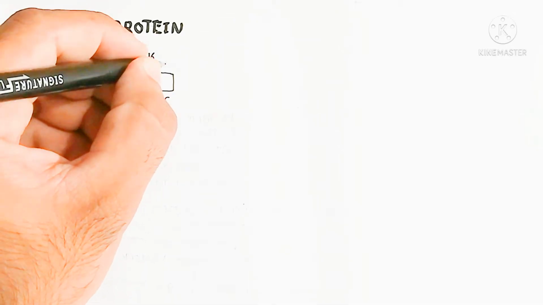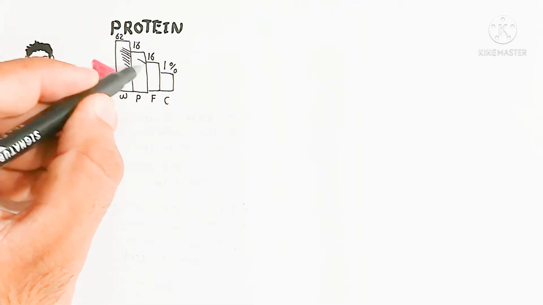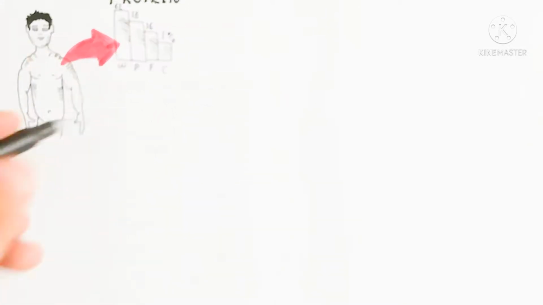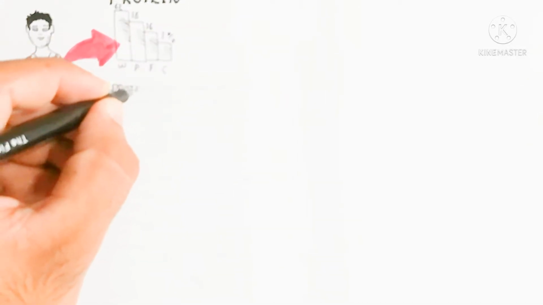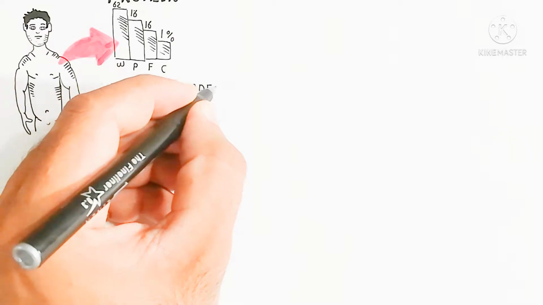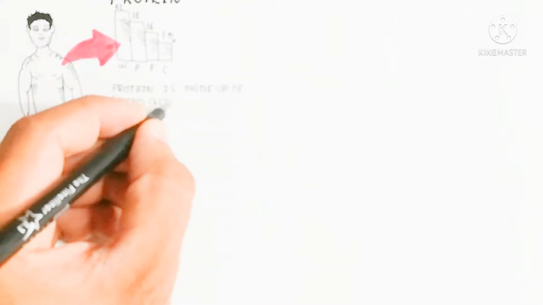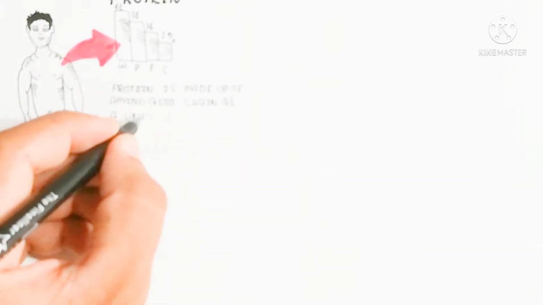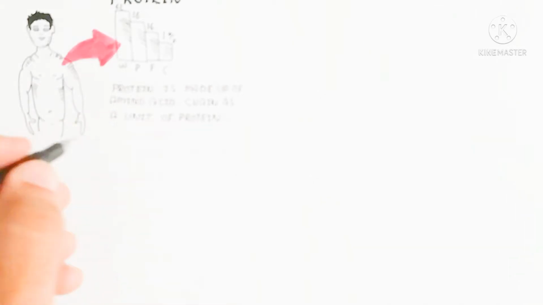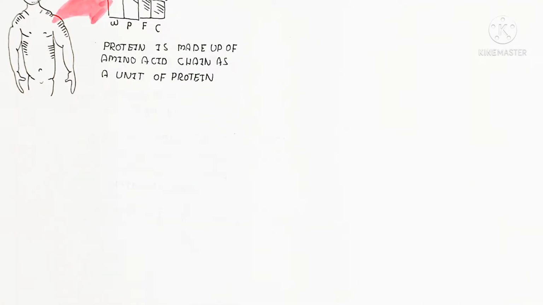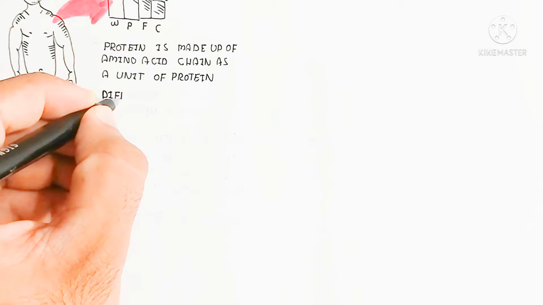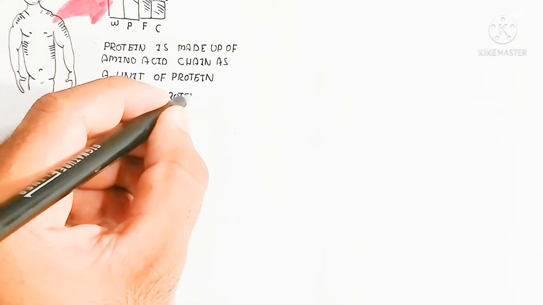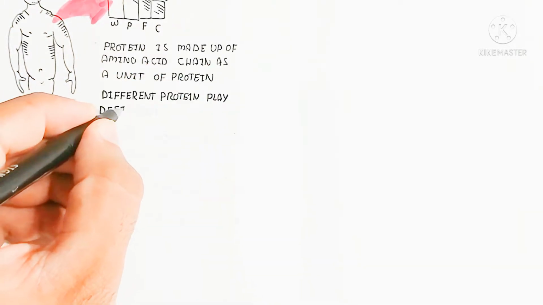Protein is made up of amino acid chains as the unit of protein, and different proteins play different functions. So let's begin to understand. There are 21 to 23 total amino acids in our body. An amino acid is an organic compound containing an amino and a carboxyl group.